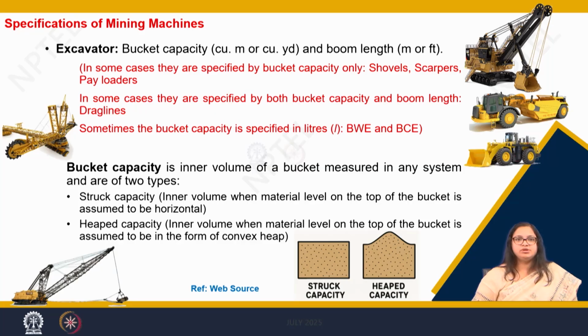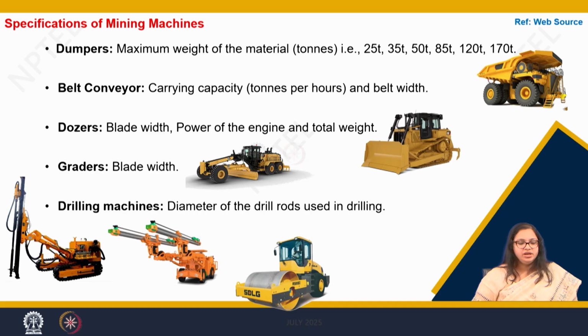We discussed again that the bucket capacity is of two types, that is a struck capacity and a heap capacity. Then we discussed the specifications of dumpers, belt conveyors, dozers, graders and drilling machines, and we also discussed why we define the specification of a dumper in maximum weight of the material, not in cubic meter, not in volume, but in weight.